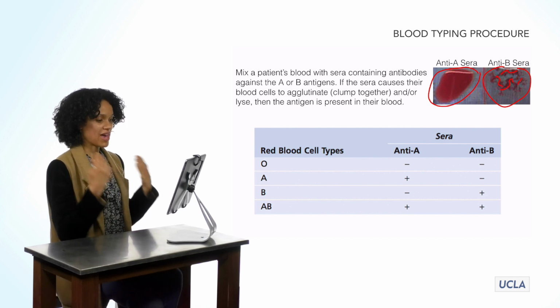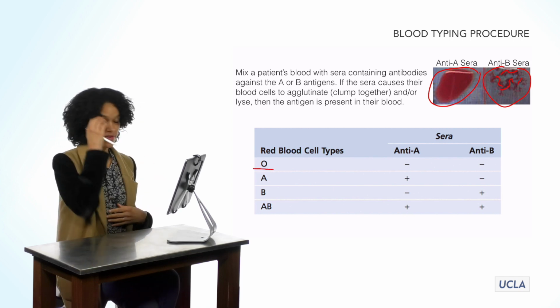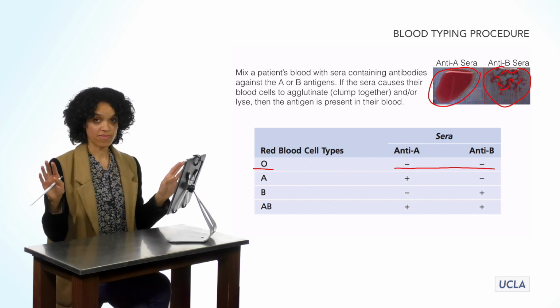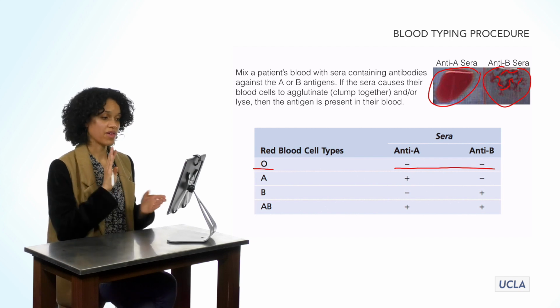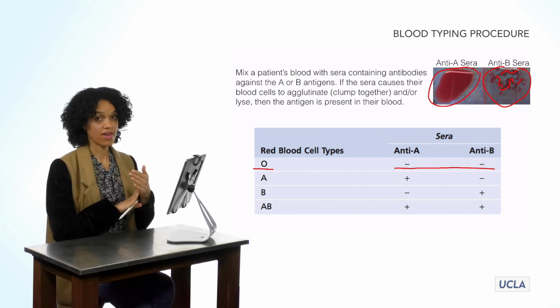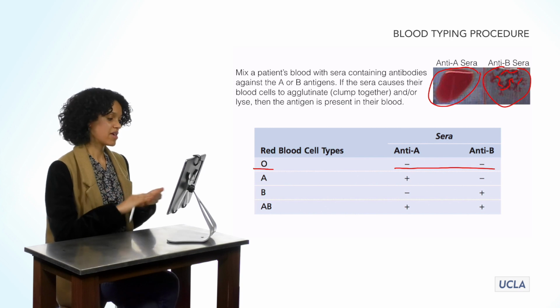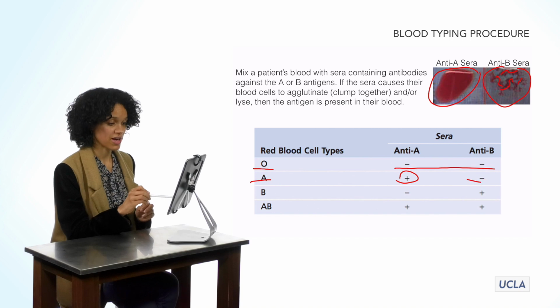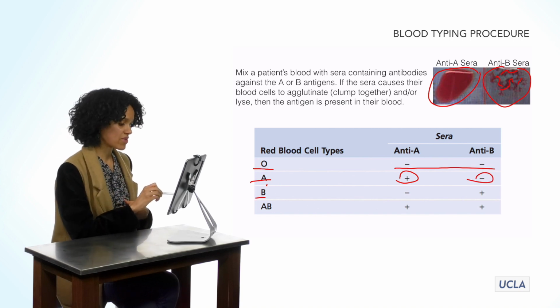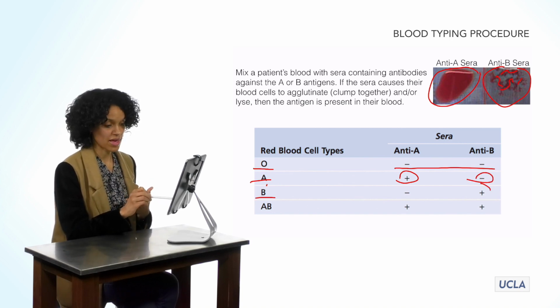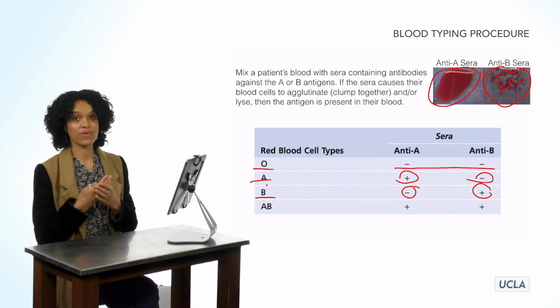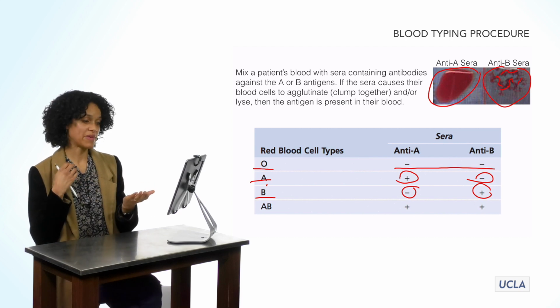So if we have O-type blood, for example, we don't have any antigens present, so our blood's going to have no reaction. It's going to be negative for both anti-A and anti-B antibodies. If you have A blood, because you have A antigen, you will have a reaction with anti-A, but no reaction with anti-B. If you have B blood, you have a reaction with anti-B, but no reaction with anti-A. And if you have AB blood, you'll have a reaction with both anti-A and anti-B. So this is how we determine blood type.